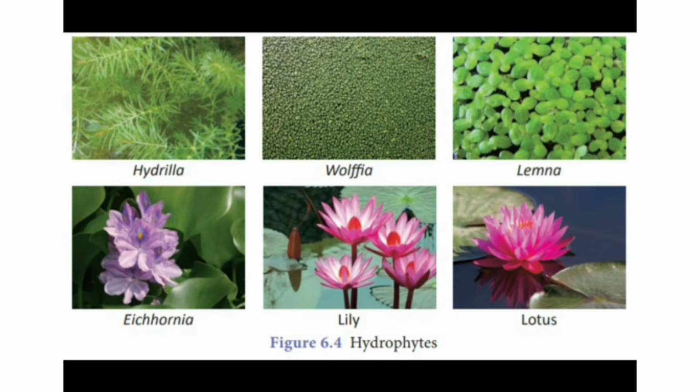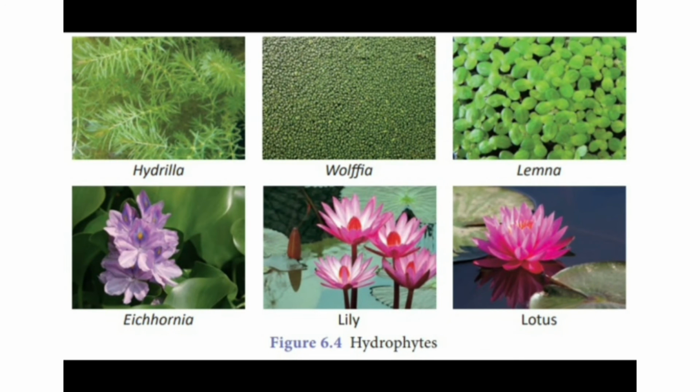The next adaptation of the hydrophytes is that the floating leaves are very large, like the lotus leaves and the lily leaves. They have a waxy upper surface that makes them fully waterproof. They have stomata on the upper surface, which are exposed to air. For example, water lily and lotus, as I told you.